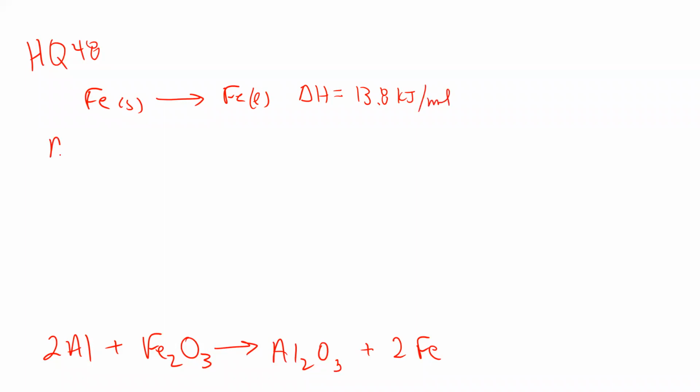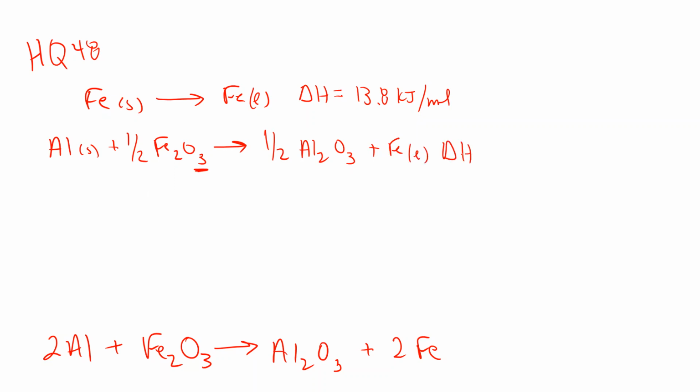And the second reaction they have is aluminum solid plus 1/2 iron 3 oxide. So there was a typo. I did edit it on some of the homework. They had Fe2O2, which obviously was wrong. It should be Fe2O3. You're never going to get those two to cancel out. That gives us 1/2 of aluminum oxide and liquid iron. And the delta H for that is negative 118.6 kilojoules per mole. So just like before, we want to try to flip these 2 reactions, right?